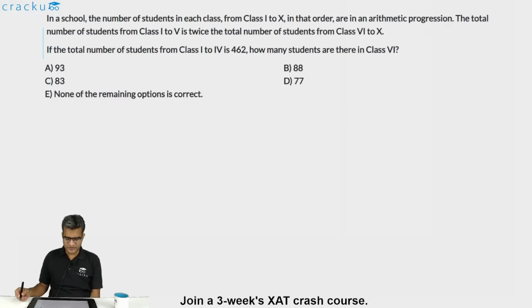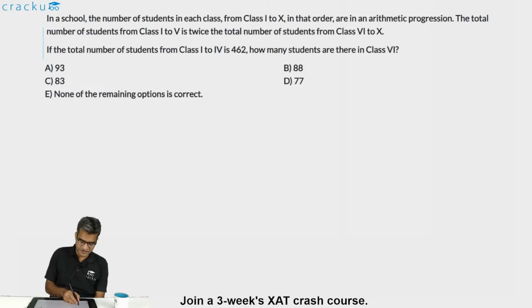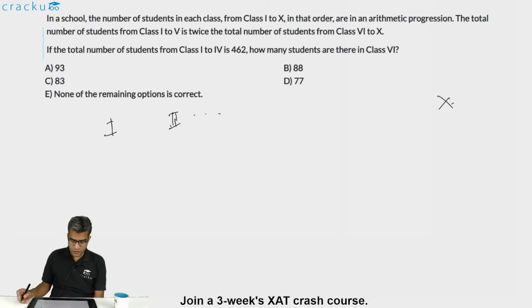In a school, the number of students in each class from class 1 to class 10 in that order are in an arithmetic progression. So we have class 1, class 2, class 10. The total number of students from class 1 to class 5 is twice the number of students from class 6 to class 10. So the number of students from the first 5 classes is twice the number of students from the last 5 classes. So this would imply that the arithmetic progression is decreasing.